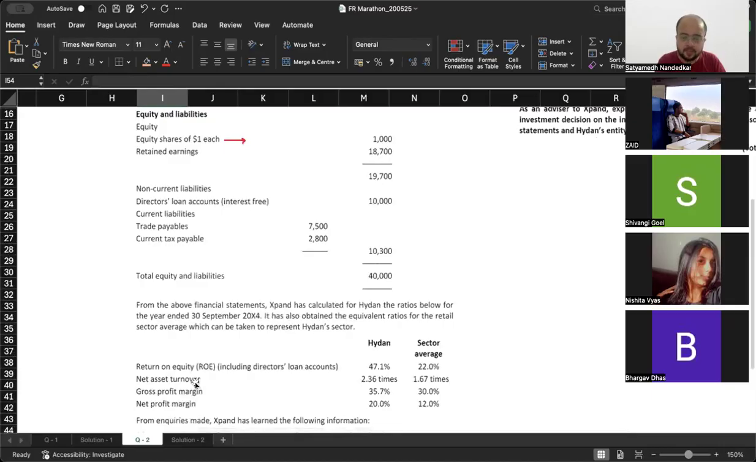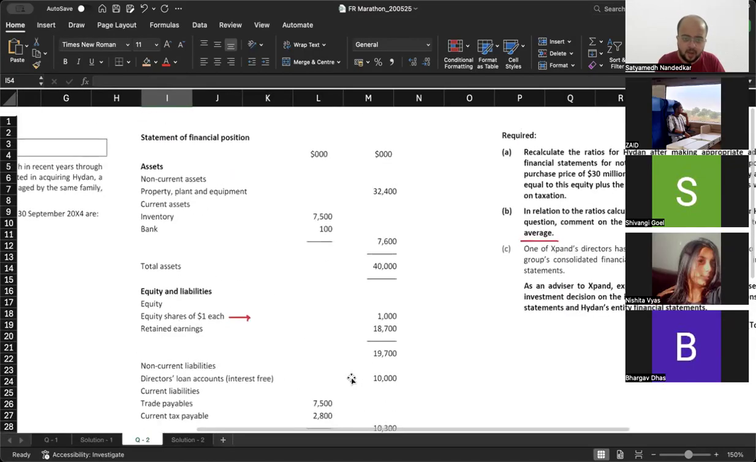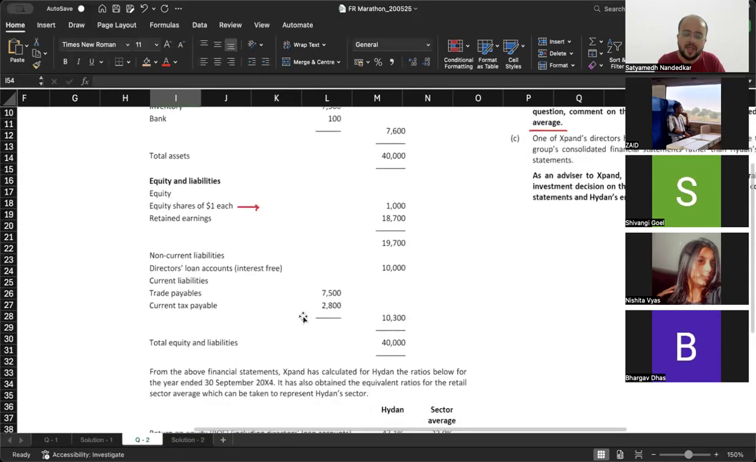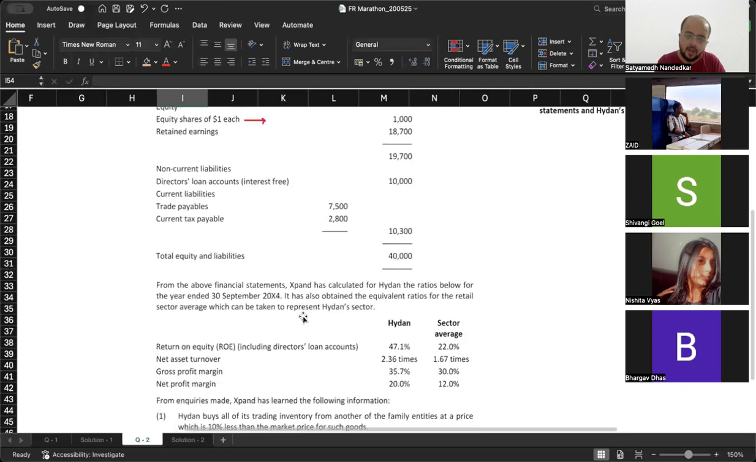Return on equity, right? Return on equity of Hayden Company, including directors' loan accounts. They have given you a calculation. Now they want you to restate the calculation. Return on equity is profit after tax divided by the total equity of the company, correct? Do you have a total equity of the company?